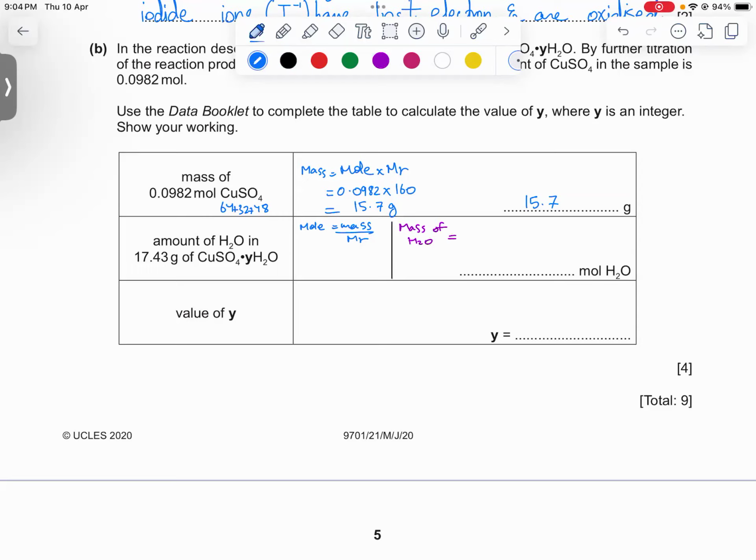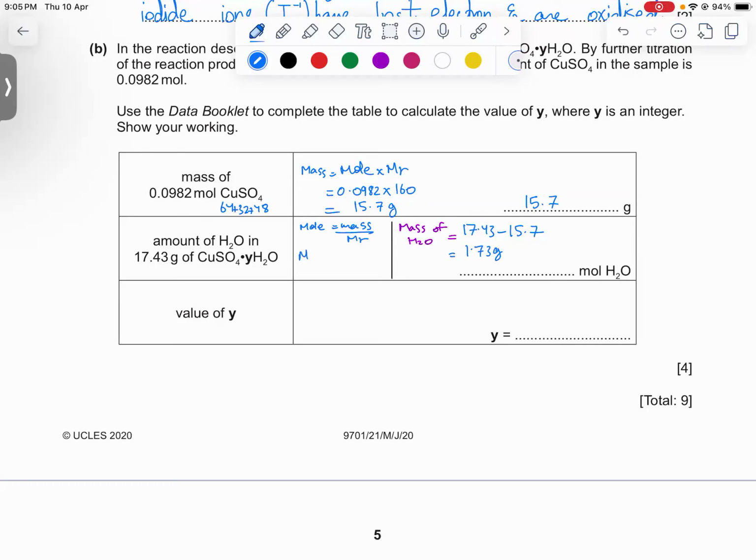So the mass of H2O we can calculate: mass of H2O equals the total mass of the compound with water, 17.43, minus the mass of copper sulfate out of it, right? So 17.43 minus 15.7. Beta, can someone give me the answer to this? 1.73. Can you repeat, beta? I did not hear you. 1.73. Okay, sure, 1.73 grams, right?